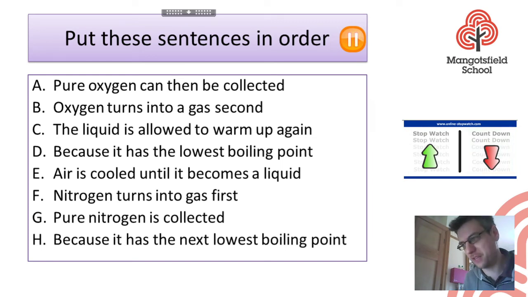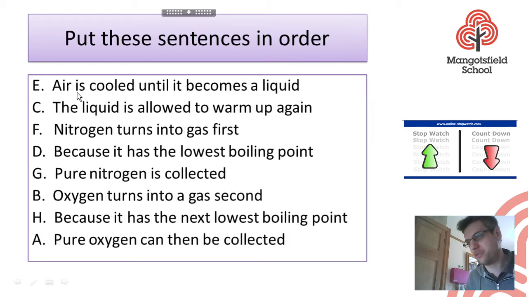Right, okay, now let's go through the answers. So firstly, the first step is E. Air is cooled until it becomes a liquid. And then C. The liquid is allowed to warm up again. F. Nitrogen turns into a gas first. D. Because it has the lowest boiling point. And then G. Pure nitrogen is collected.